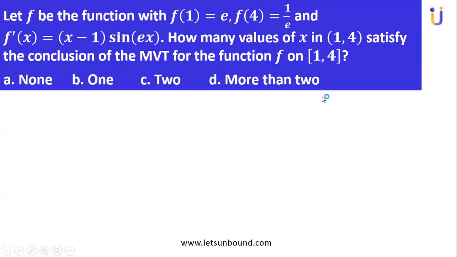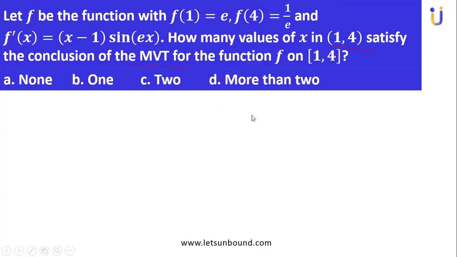Now, one more question. Let f be the function with f of 1 as e, f of 4 as 1 over e, and f prime of x given as (x minus 1) sine of e^x. How many values of x in the open interval (1, 4) satisfy the conclusion of the MVT on the closed interval [1, 4]? The options are none, 1, 2, or more than 2.